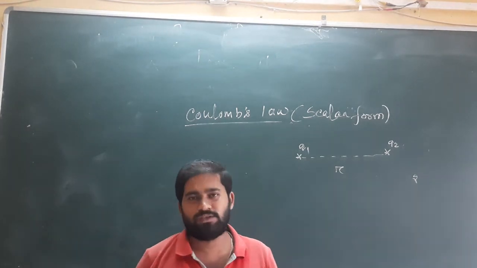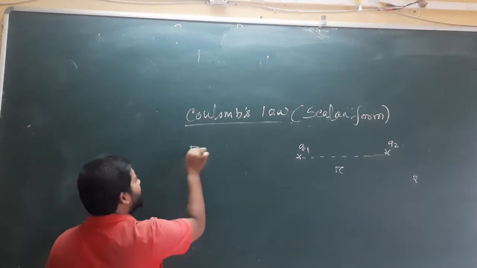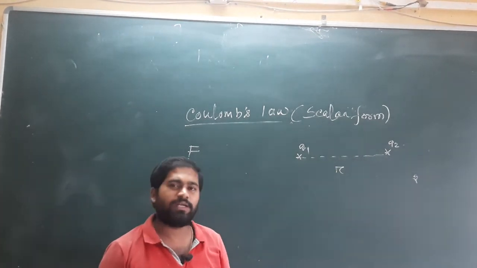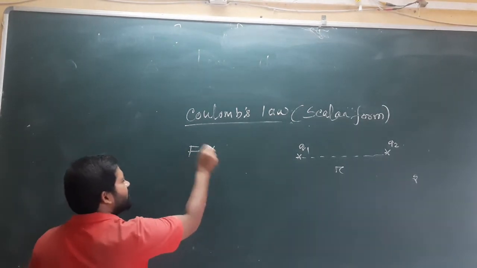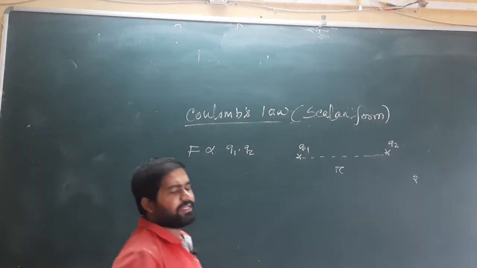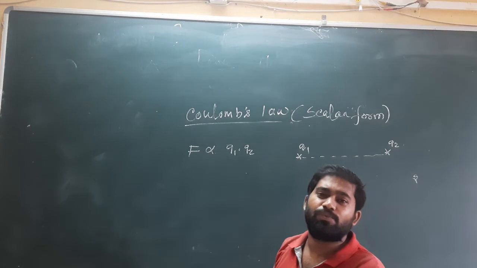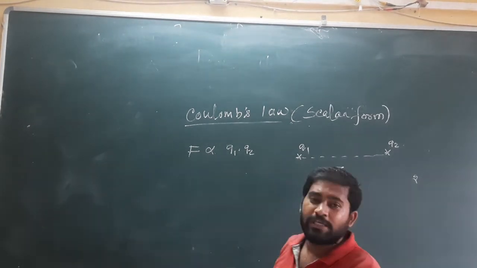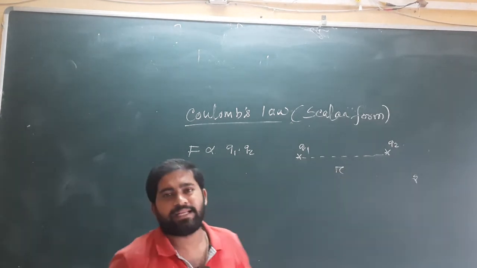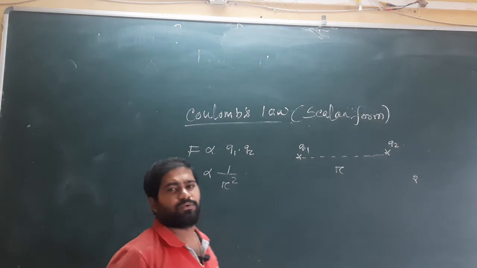When the charges are observed, there is a force acting between the two charges, and if we measure the force, we find its magnitude. Suppose F is the force experienced between the two charges q1 and q2 separated by distance r. The force is directly proportional to the product of the magnitudes of the charges and inversely proportional to the square of the separation between them.